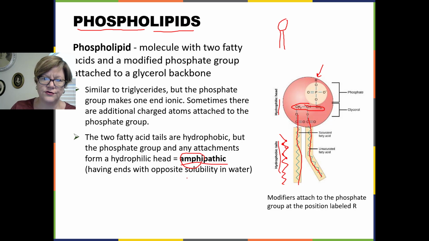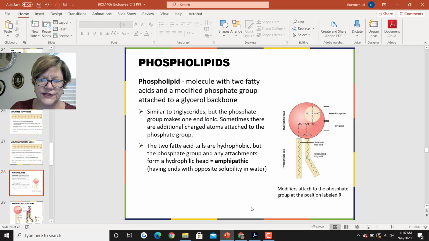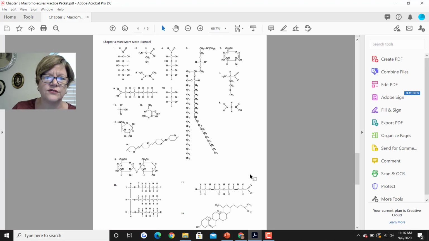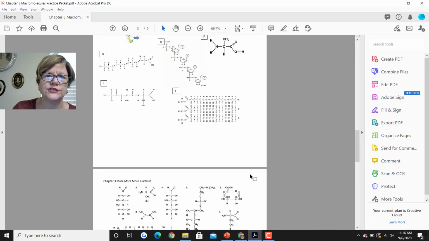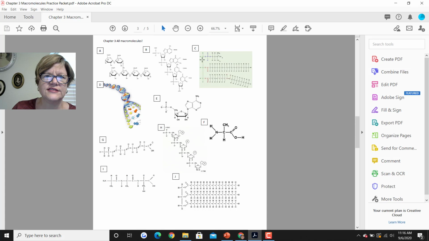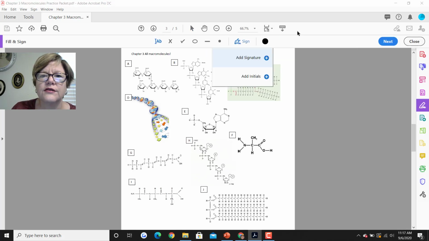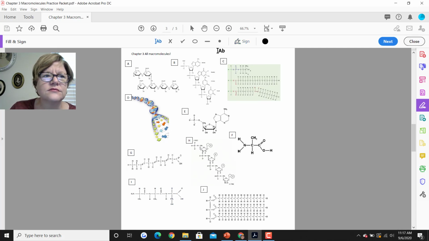So let me show you the practice packet again and see if we can identify the phospholipids. Let me go up to the 3rd page again. Remember I said C was kind of attractive when we were looking for just a fat?